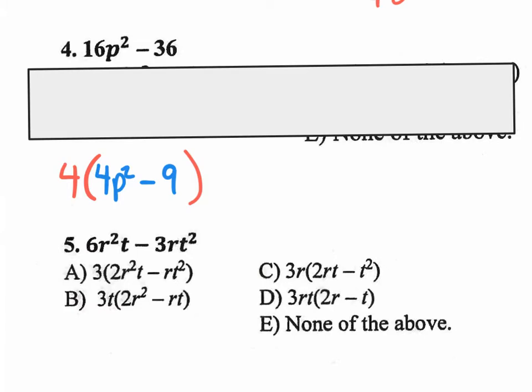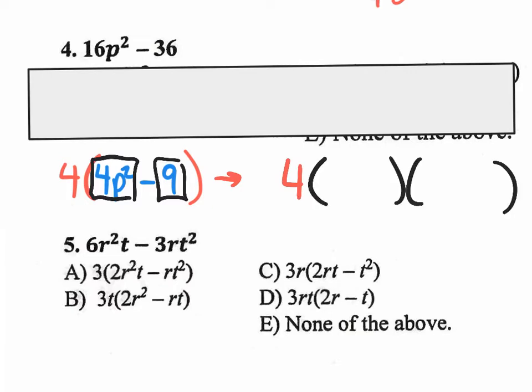So on the inside, I do have a 4p squared and a 9. Both of these guys are perfect square terms. We learn how to factor perfect square binomials by square rooting them and placing them into our answer format. So let me rewrite this. I'm going to have a 4 out in the front, but then I'm going to take the square roots of those guys and put it into this answer format.